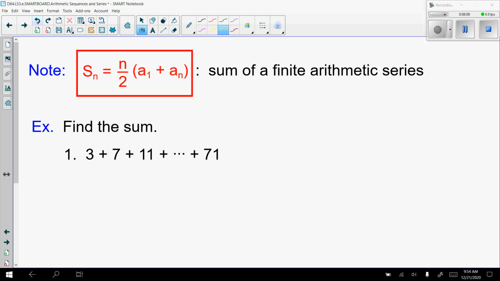So now let's go ahead and work out number 1, find the sum. So this is an arithmetic series. First thing I will do is to write a formula down to help me.